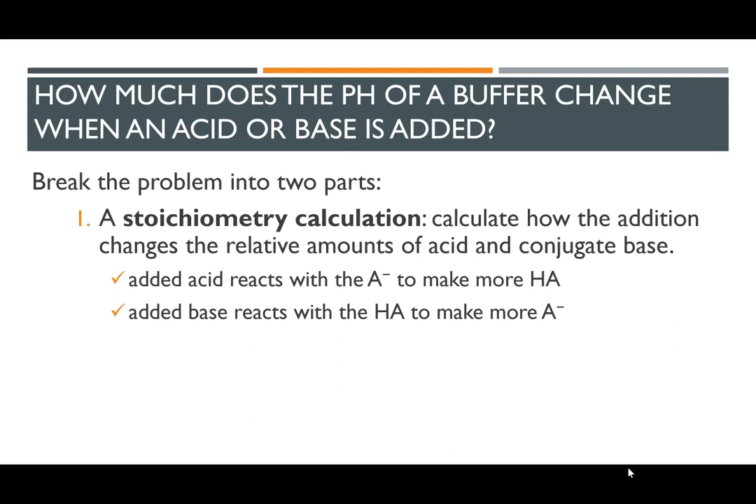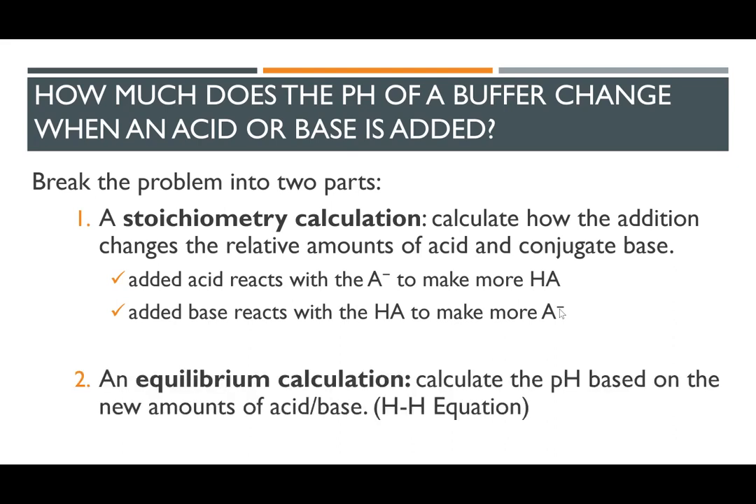amount in our buffer. So when a strong acid reacts with the conjugate base, it's going to make more of the weak acid. When a strong base reacts with the weak acid, it's going to make more of the conjugate base. So first we need to see what changes when we add the strong acid or the strong base. Then once we know how things change, we can calculate the pH based on the new amounts in our buffer. Here you can either do the traditional ICE table calculation, or you can use the Henderson-Hasselbalch equation. Either way, whatever works better for you.